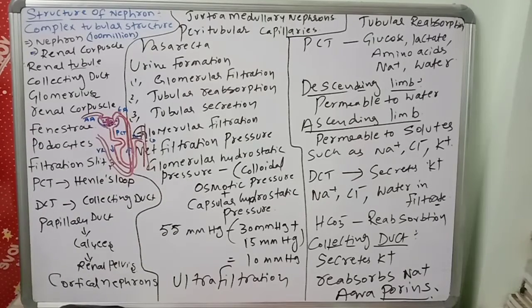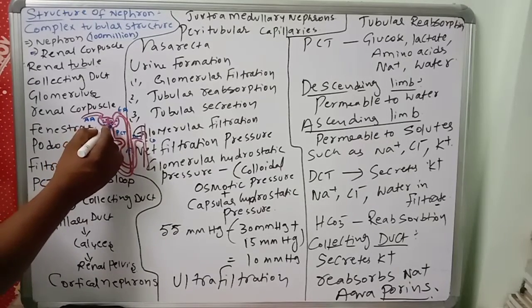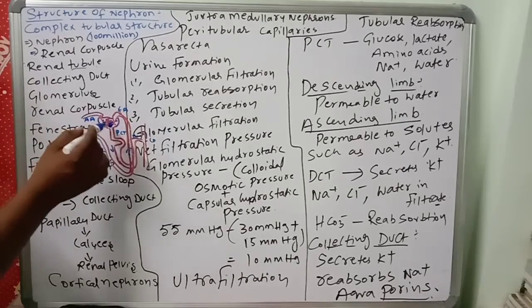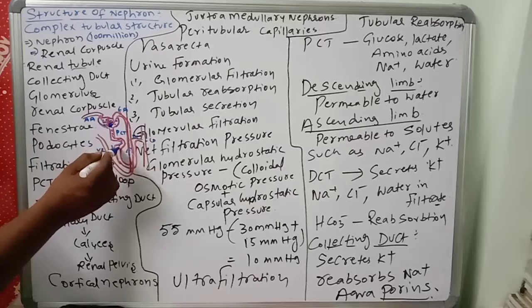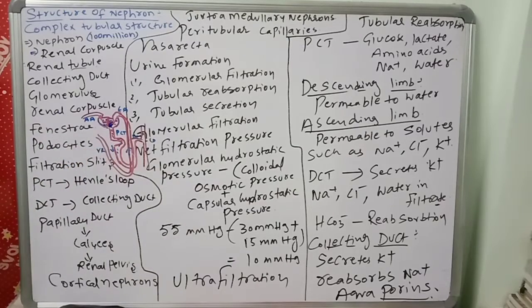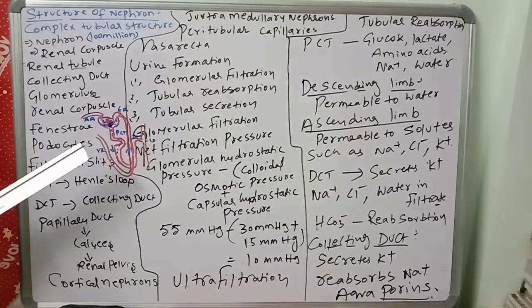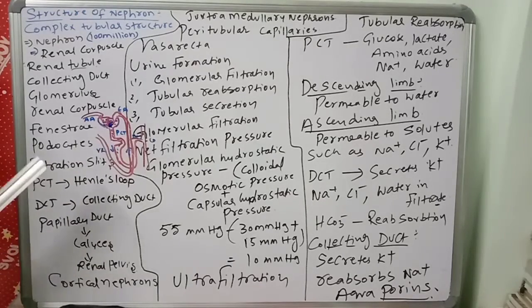The podocytes end in foot processes which cling to the basement membrane of the glomerulus. Here the podocytes will be helpful for releasing the filtrate. The openings between the foot processes are called filtration slits.